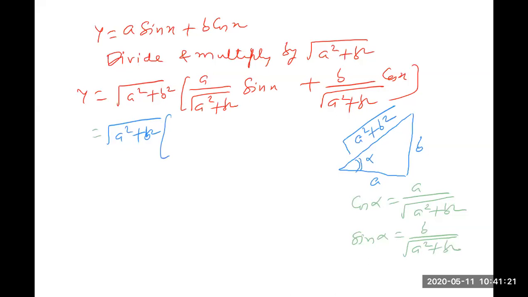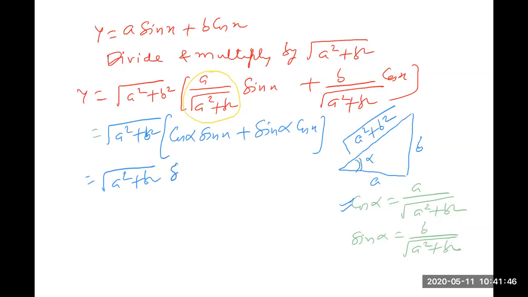Now see, what will this be? A upon under root a square plus b square is cos alpha. So cos alpha sin x plus, now this is sin alpha cos x. So one is sin, another is cos. So this is under root a square plus b square sine of x plus alpha.